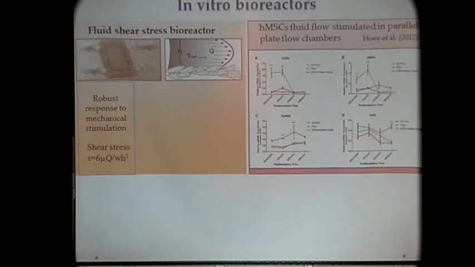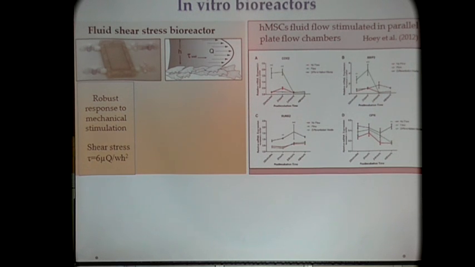The current platform for fluid stimulation of cells is the parallel plate flow chamber, which is the gold standard. It presents a narrow channel where fluid is pumped through, inducing a shear force over the cells, stimulating them. And our lab has validated this system to enhance osteogenic potential of human mesenchymal stem cells, as seen by upregulation of osteogenic markers. However, this system has some limitations.